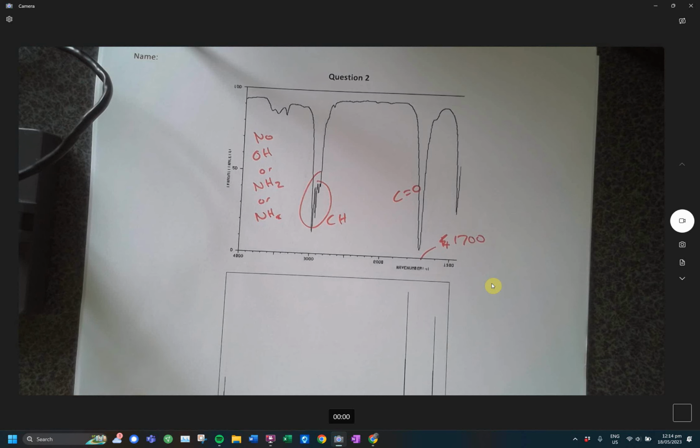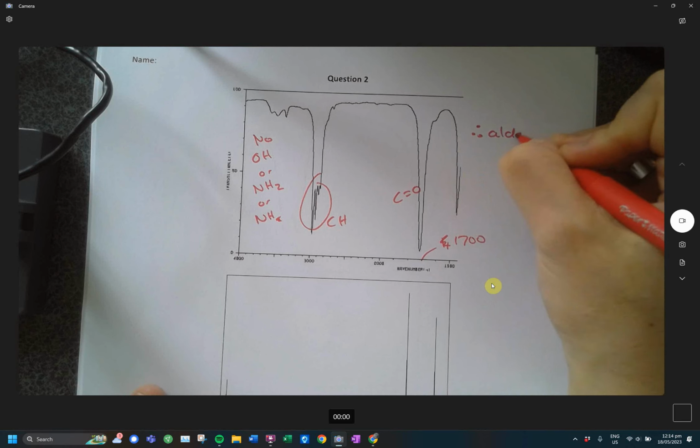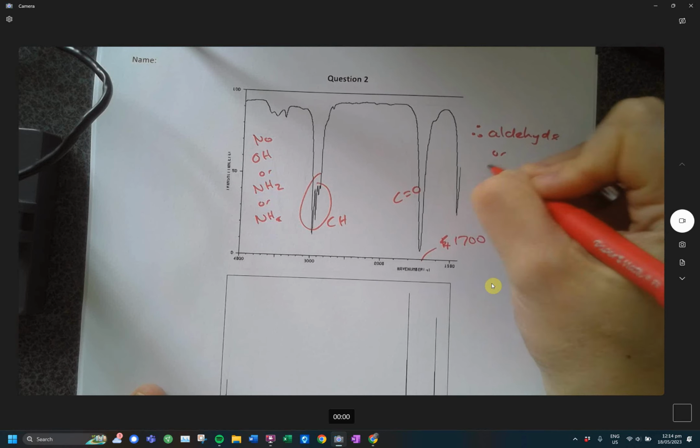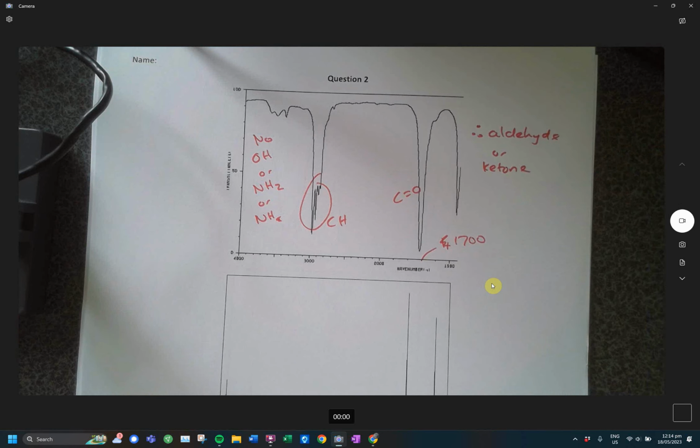So on this assessment, it's going to be important to note what's there and what's not there, especially if you're aiming for the excellence, because it helps us figure out what we have. So this is going to be either an aldehyde or ketone. It's not going to be a carboxylic acid. It's not going to be an amide. What about an alkene?